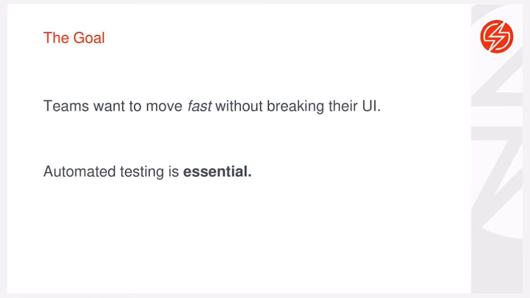So as we think about these challenges, we should also ask some important questions. The main goal that all teams share is they want to move faster, but without breaking their current UI. Using Sauce Visual, we enable teams to move faster without breaking their UI in the process. And for this to happen, I think we all agree that automation is essential.